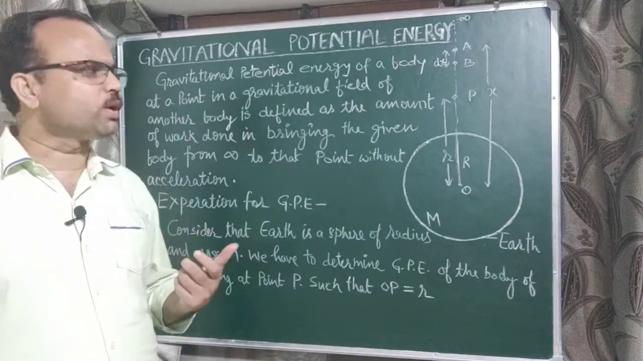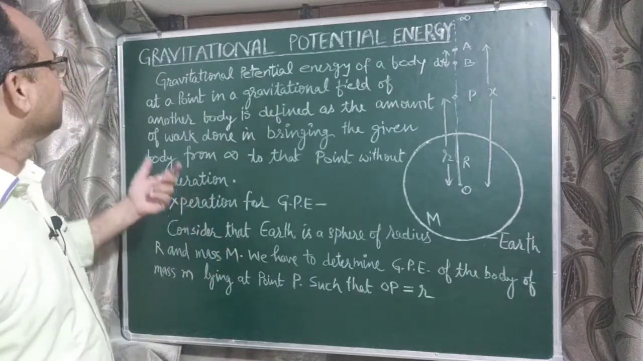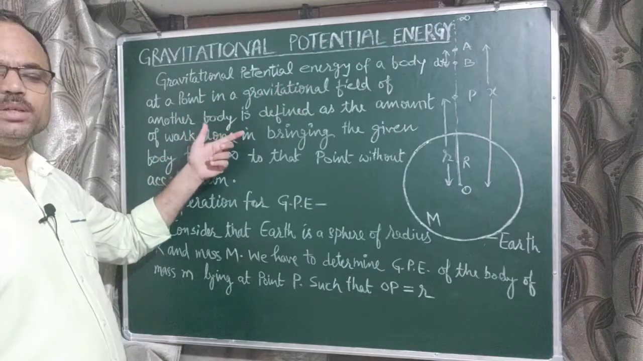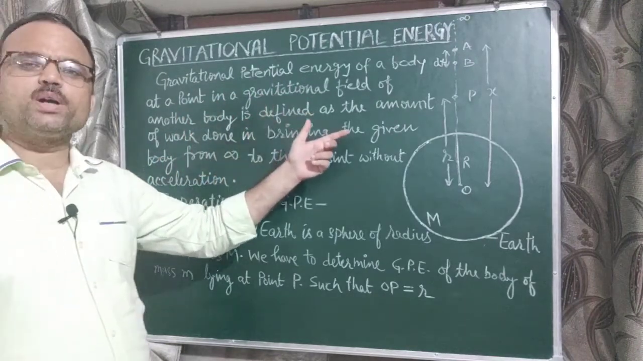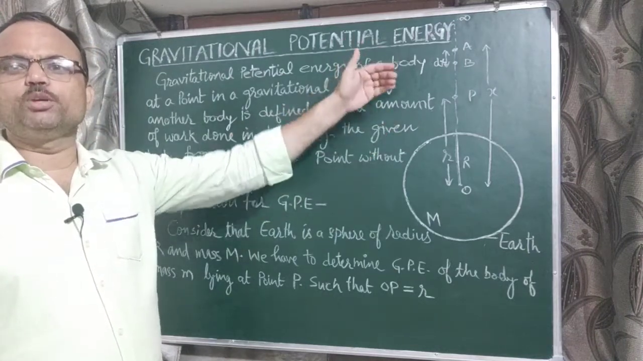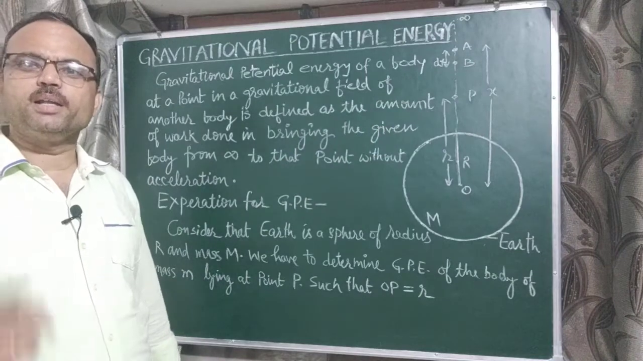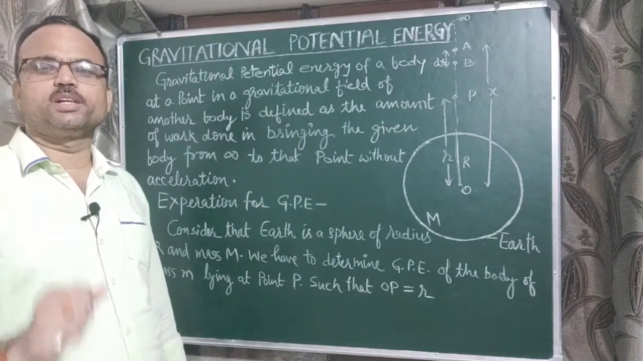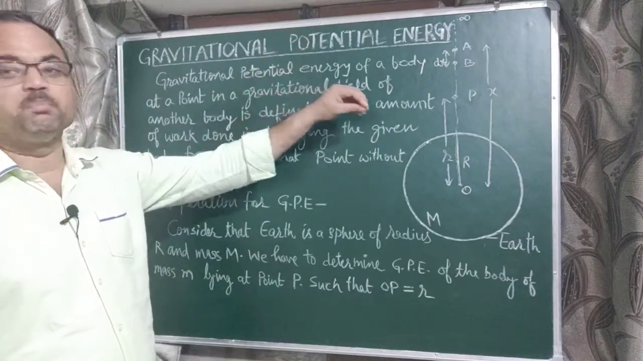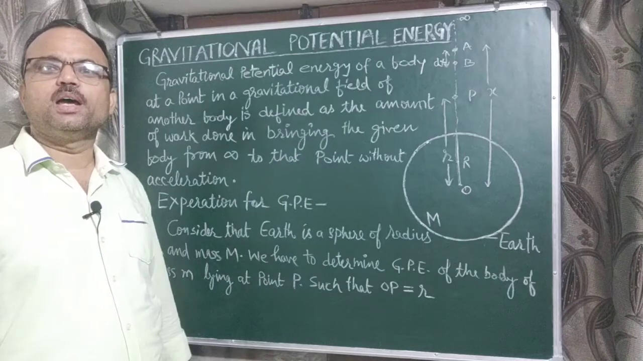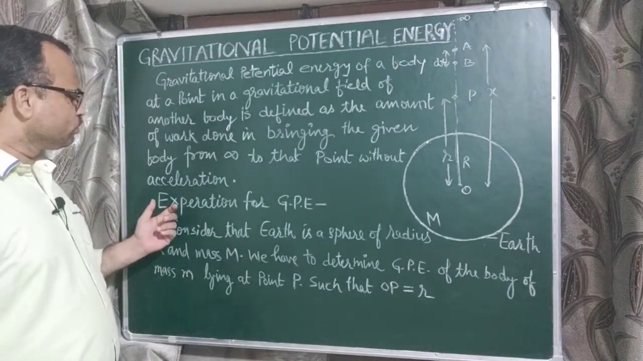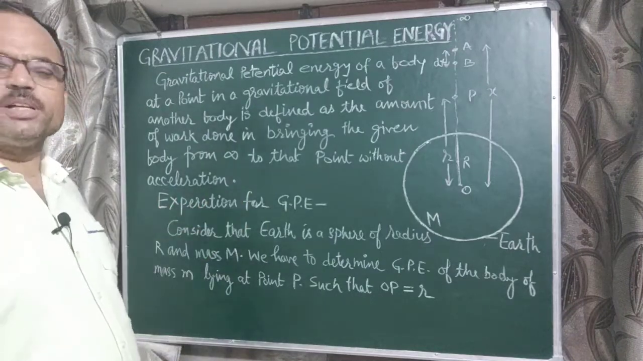The gravitational potential energy of a body at a point in the gravitational field of another body is defined as the amount of work done in bringing it from infinity to that point, but the condition is that it is done without acceleration. So when we bring the body from infinity to point P, the acceleration must be 0. Now let us derive the expression for gravitational potential energy.